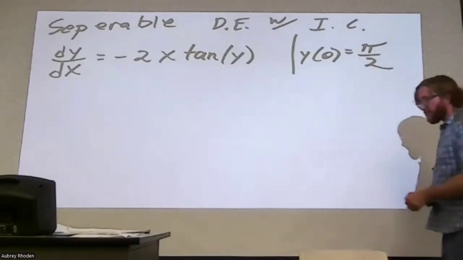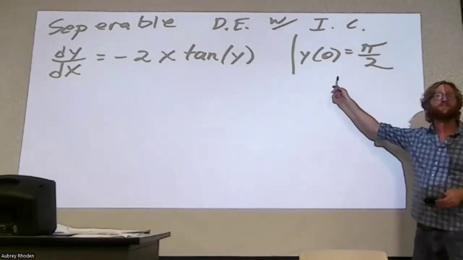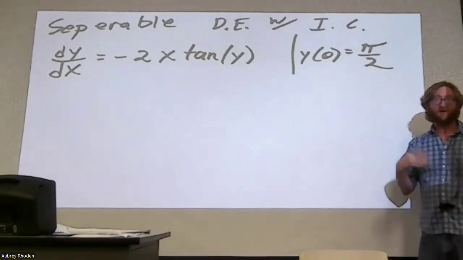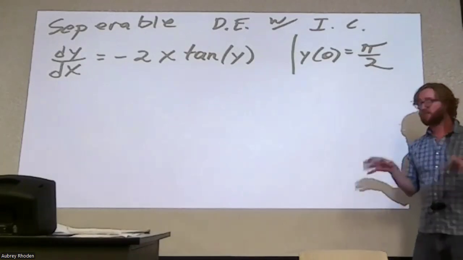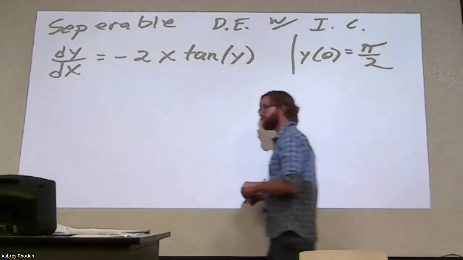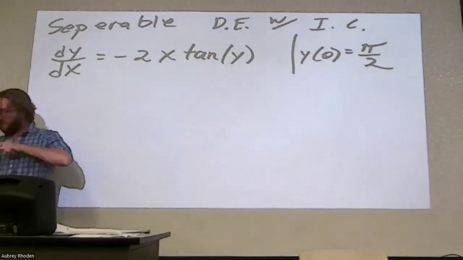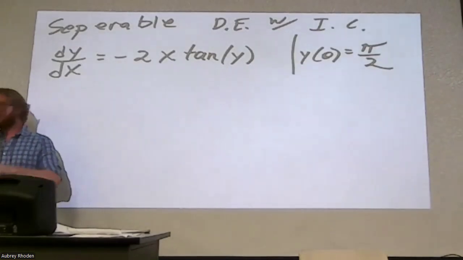Okay, so now we have a separable differential equation that has an initial condition to it. So we're going to have to solve this differential equation, and then we are going to look for that C, that arbitrary constant. Okay.